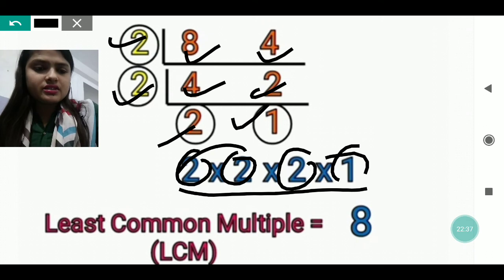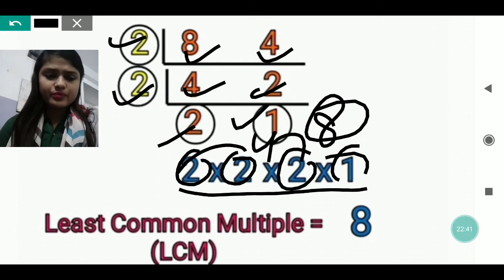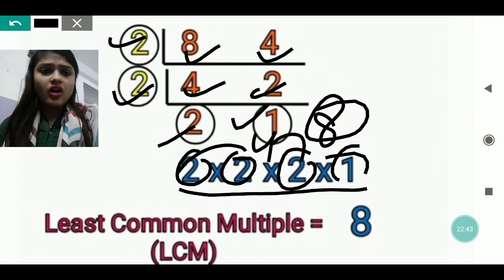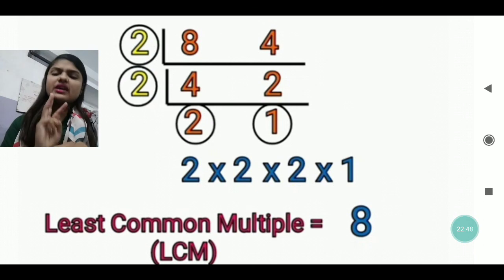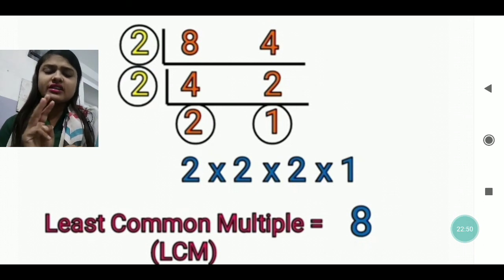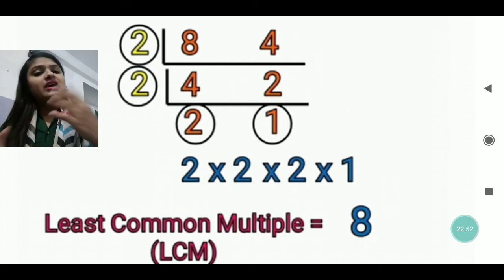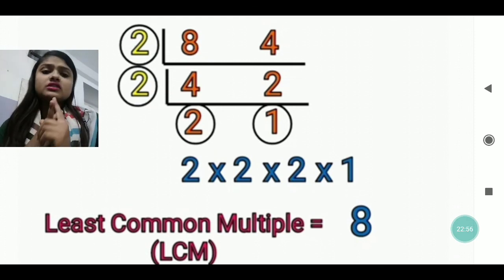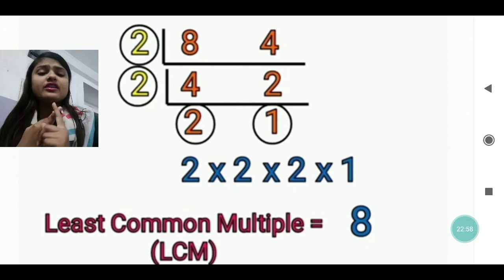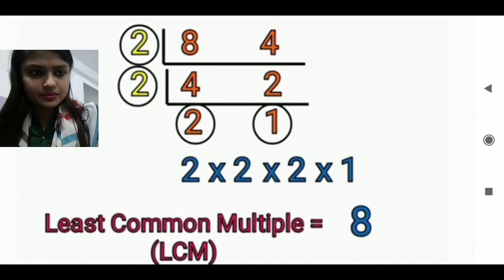2 into 2 is 4 and 4 into 2 is 8. So what is the least common multiple of 8 and 4? It is 8. So these were the three methods according to which we can find the LCM. Either you can use the listing method, the factor tree method, or the continuous division method.